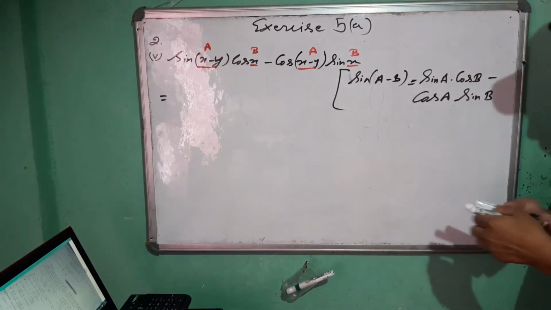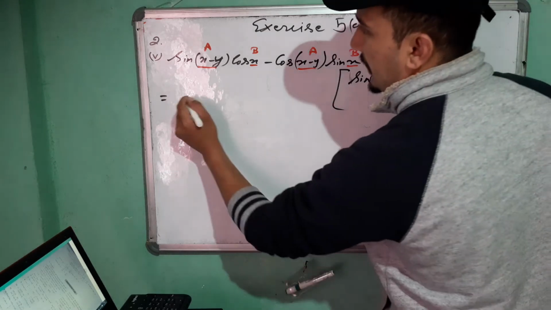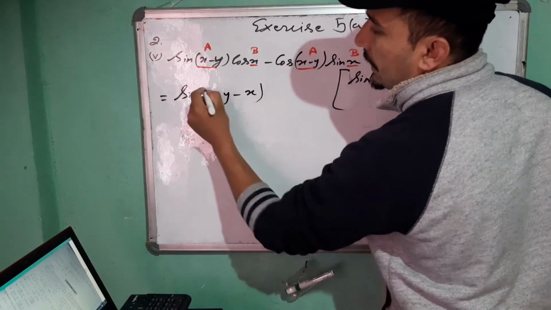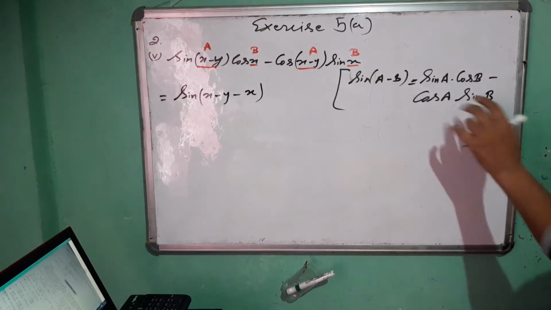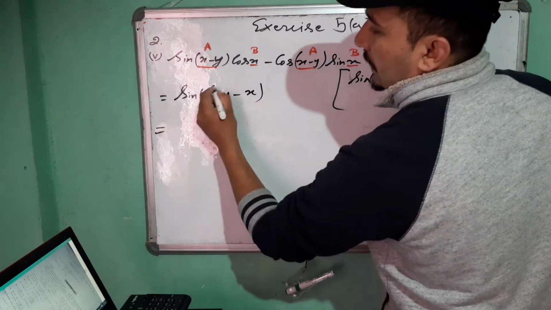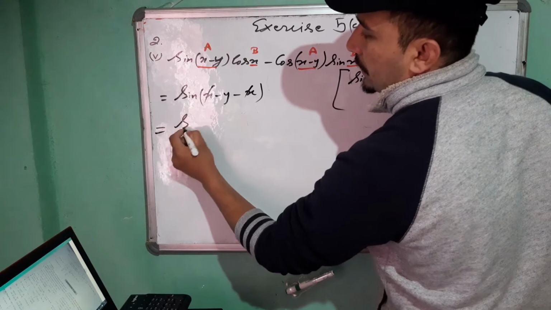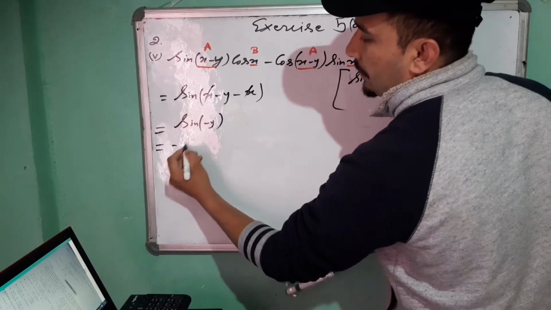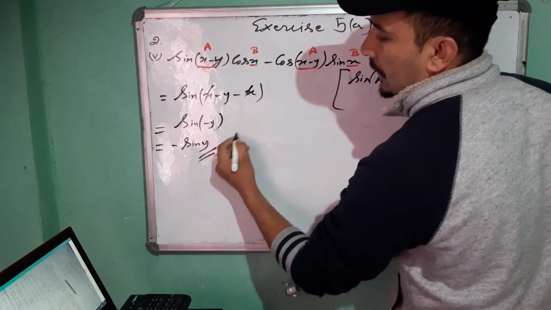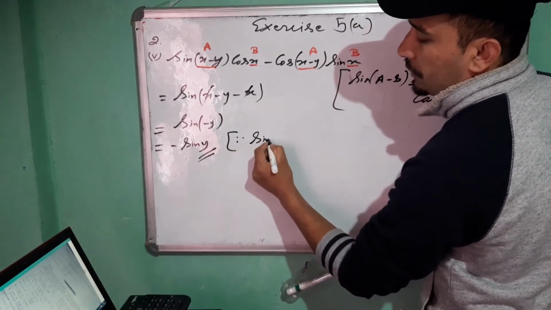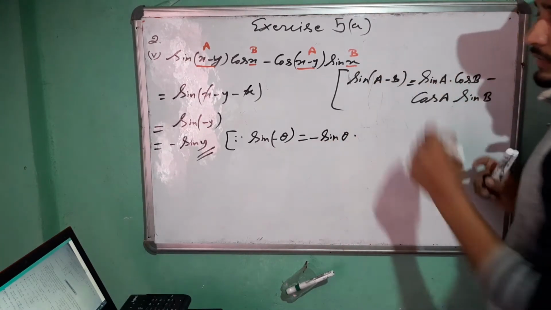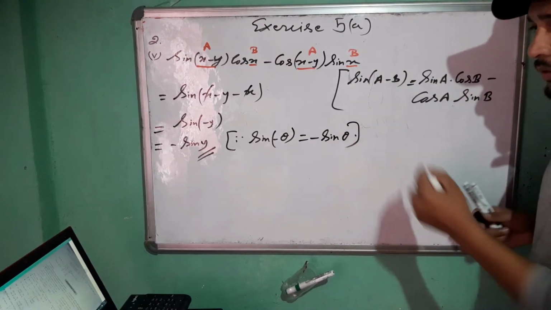So this can be written as sin(a minus b). You can write sin(x minus y) according to this formula, so this and this get cancelled. You will have sin(minus y). Sin(minus theta) means minus sin theta, because sine of minus theta is equal to minus sin theta. This formula I had also given. Okay, next question.